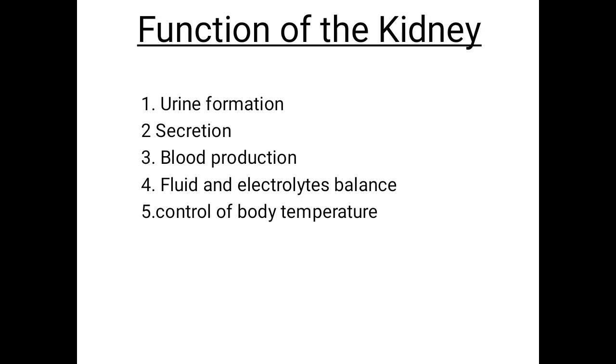So for blood production, the kidney itself produces a specific hormone called erythropoietin. This hormone helps in the production of blood cells. Erythropoietin goes to the sites of erythropoiesis, which are the bone, the liver, and also the spleen at times. So it stimulates and influences the production of blood.